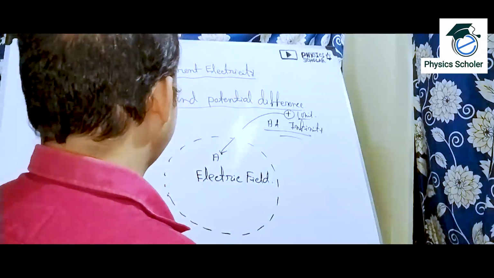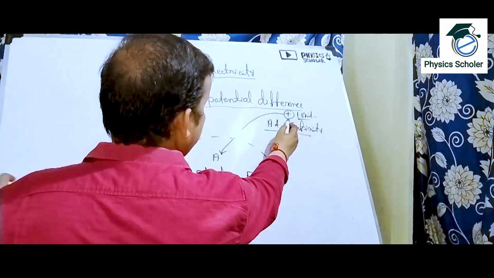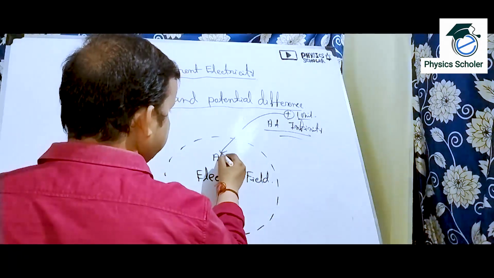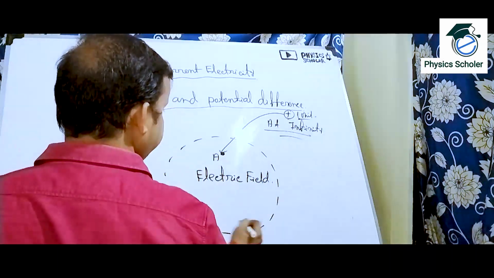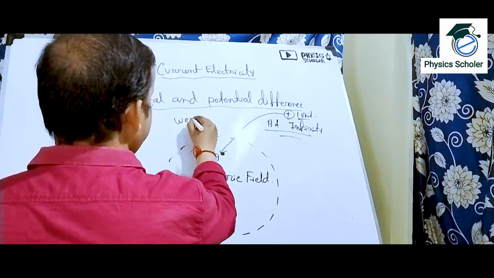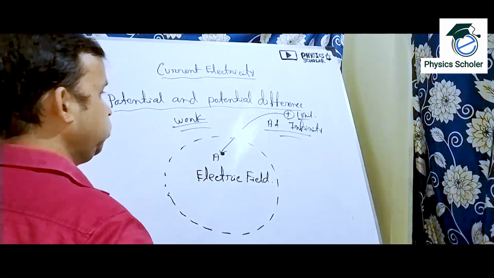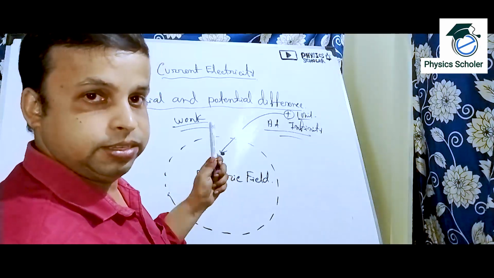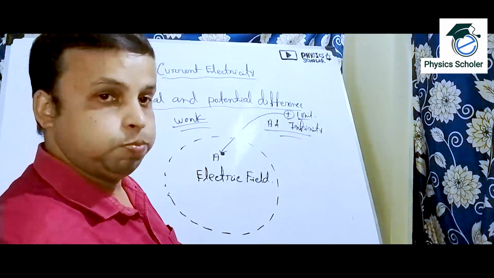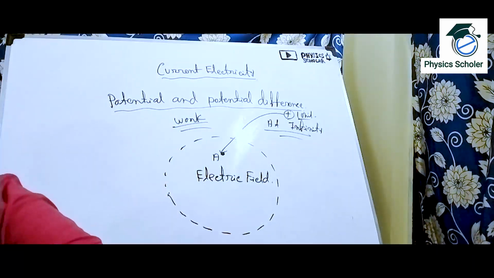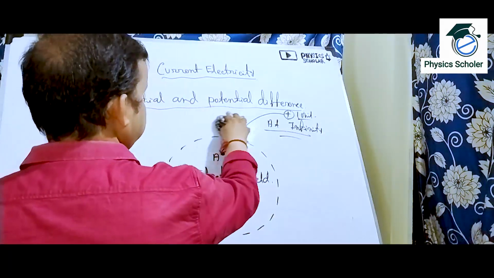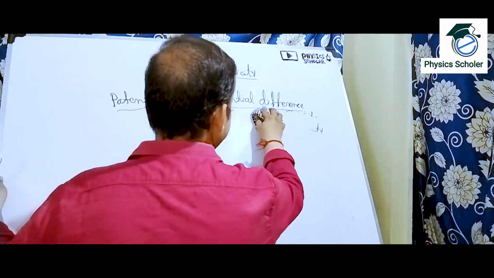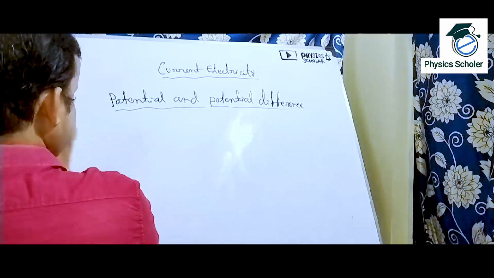Clear? So I am explaining once again. If we want to bring a unit positive charge from infinity to a particular point inside an electric field, then the amount of work that needs to be done is known as the potential of this point inside the electric field. Clear? So this is the definition of potential. Now what is potential difference?